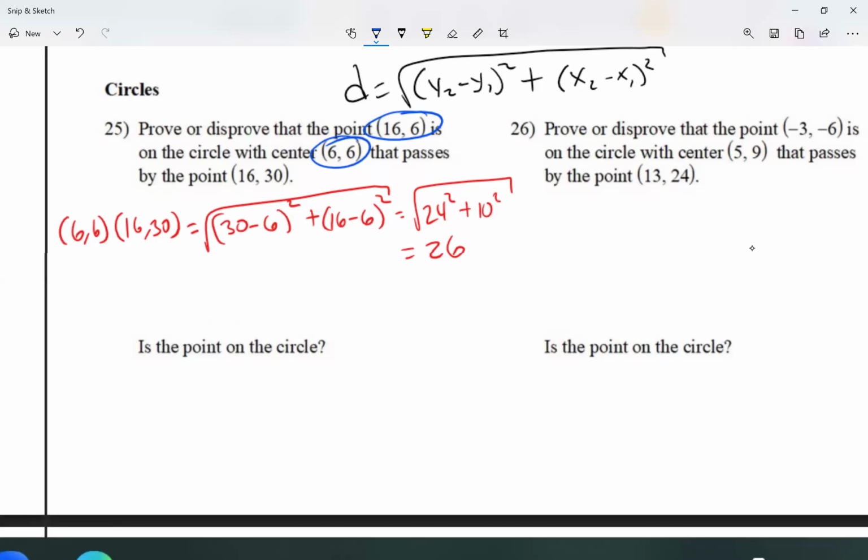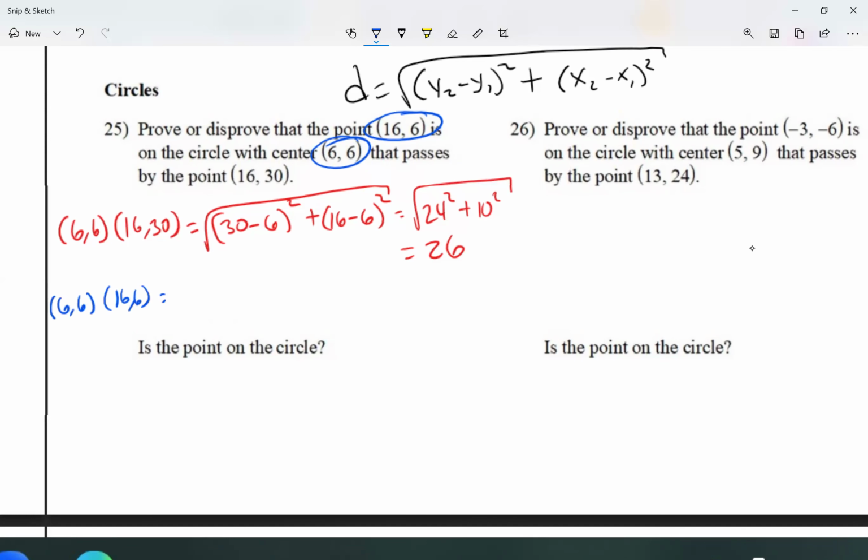Okay, the center of the circle and the other point. The center of the circle is (6, 6). The other point is (16, 6). Let me find that distance. So again, I'm looking at the distance between the point (6, 6) and the point (16, 6).